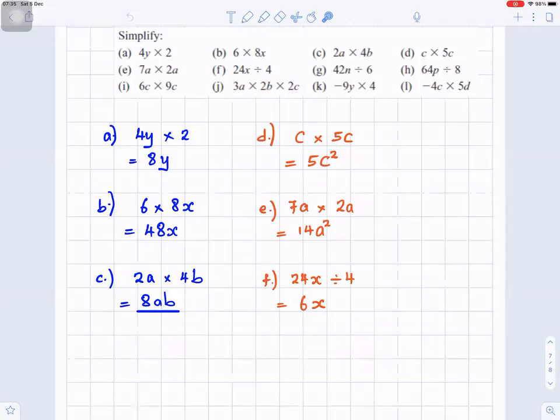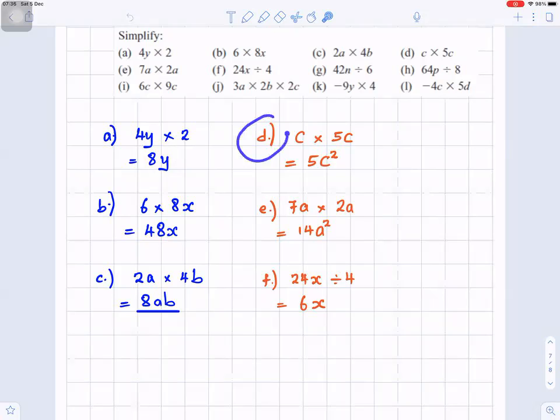Simplify. 4y times 2. 4 times 2 is 8, and you write the y, so it's 8y. Part B, 6 times 8x. 6 times 8 is 48, and you write the x. For part C, 2a times 4b. 2 times 4 gives you 8. a times b gives you ab.